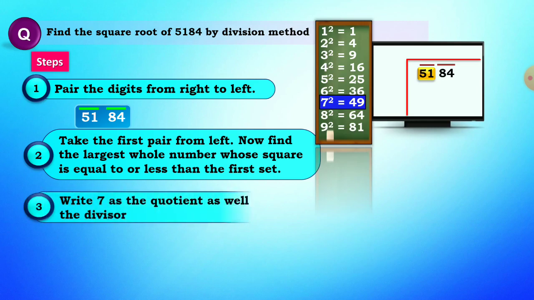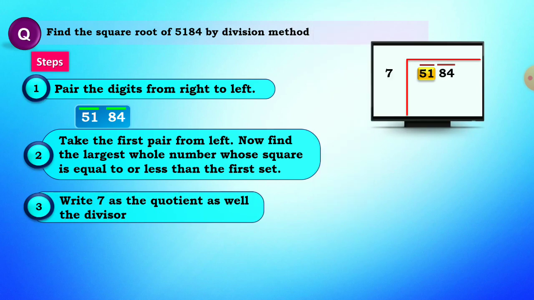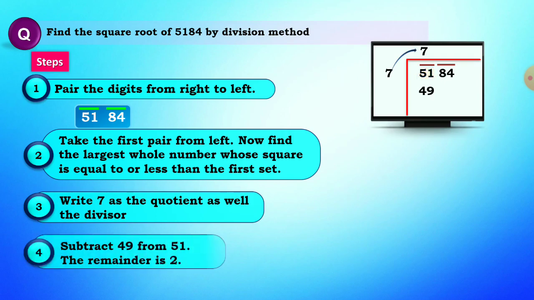So we now write 7 in the quotient as well as the divisor. So I will write 7 in the divisor into 7 in the quotient, and we know 7 into 7 is what? 49. So I will write it below 51, that is 49. Our next step is to subtract 49 from 51. So when we subtract 49 from 51, we get the answer as 2.